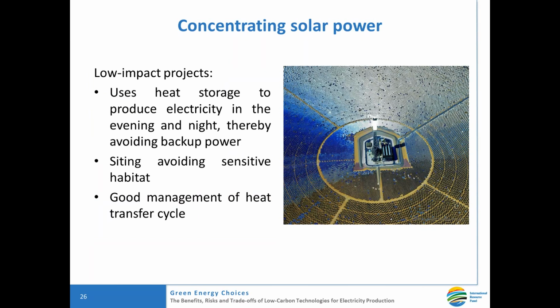Low impact projects use heat storage to produce electricity in the evening and the night, and thereby can avoid backup power. And the siting would be such as to avoid sensitive habitat. A good management of the heat transfer cycle, that means the heat transfer fluids, is required in order to avoid toxic impacts from those.